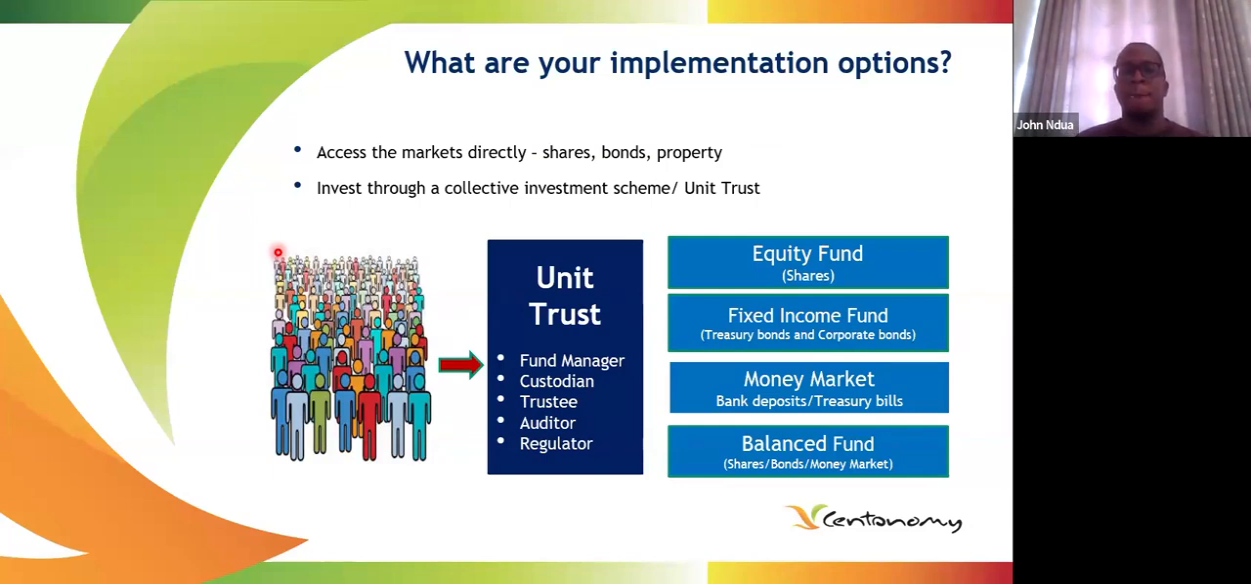However, there's another way in which you can invest in a fund, and that fund does those investments for you. This is what we call collective investment schemes and unit trusts. And they come in very many shapes and forms. We have equity funds for those people who are buying shares. We have fixed income funds for those who are buying treasury bonds and corporate bonds. We have money markets, which is the majority, but they invest in bank deposits and low tenor government securities like treasury bills. And we also have balanced funds, which invest in shares, bonds, and money markets in equal shares. So it's balanced.